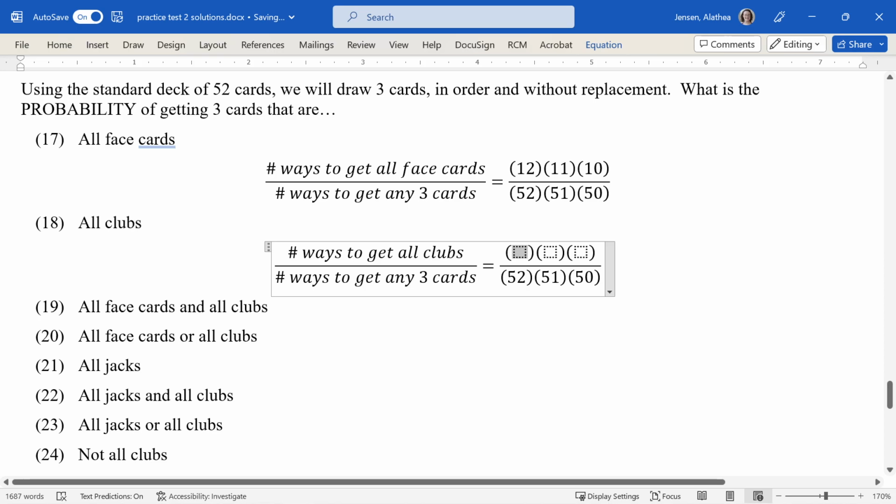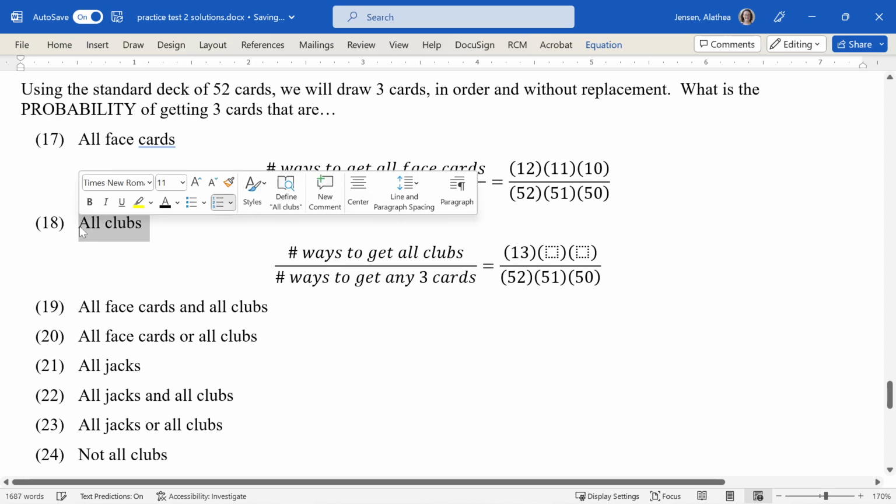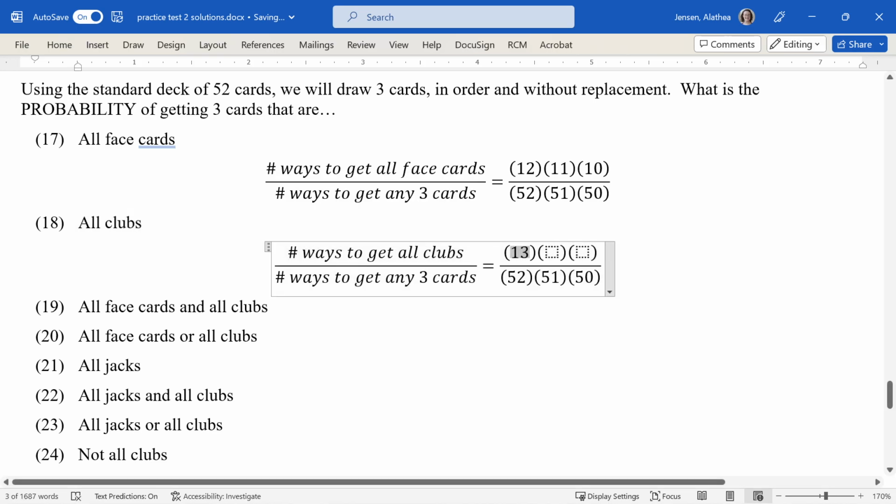Well, there are 13 of each suit, so we have 13 options. Notice here it's all clubs. It doesn't say all the same suit. If it said something like all the same suit, then I would do 52 here. I would start off with any suit, but it's all clubs, so we have to only look at those 13 clubs. And then for the second card, I need to know how many options I have for a second club. There will be 12 left in the deck. For the third number, how many options are left for a third club? There would be 11 left in the deck. So that is number 18.